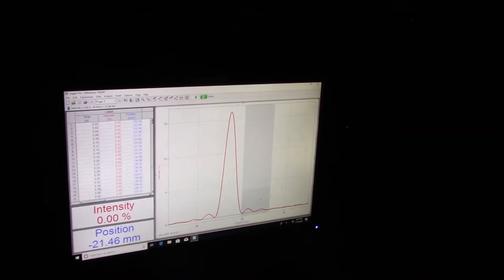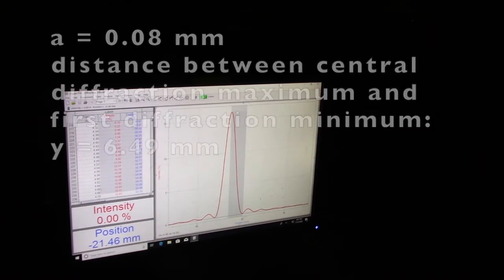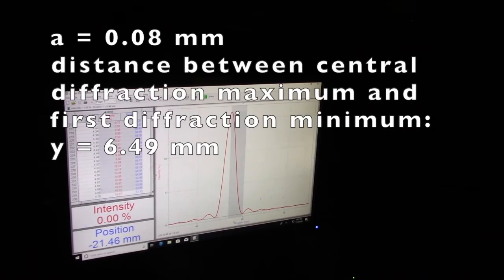What we're going to do is, like before, measure the distance from the central peak to the first minimum. And so what we're getting for that distance is 6.49 millimeters.